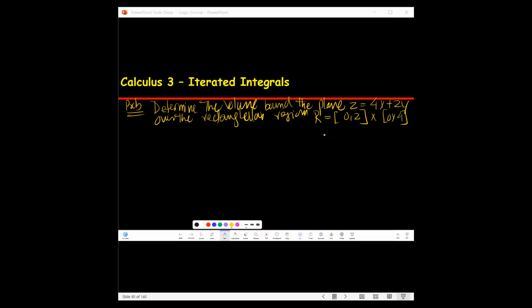Maybe a plane is given. I don't know how this plane is going to look, but it looks like a pretty straightforward plane with x and y only. So this is my z-axis, this is my y-axis, this is my x-axis. So maybe the plane looks like this.